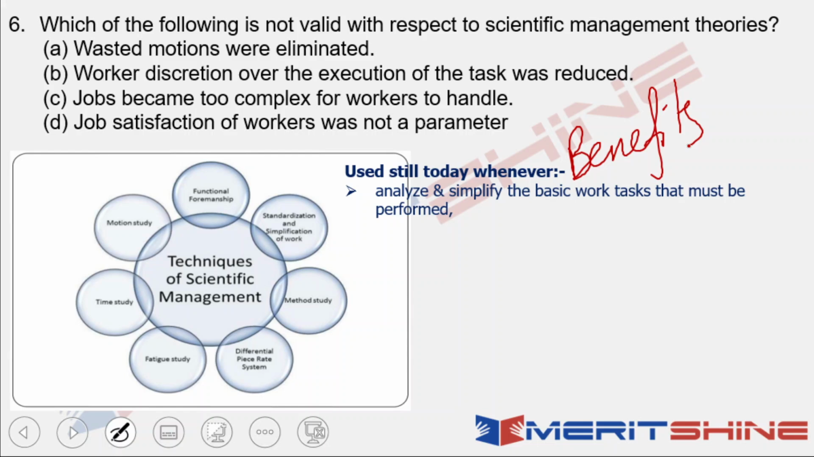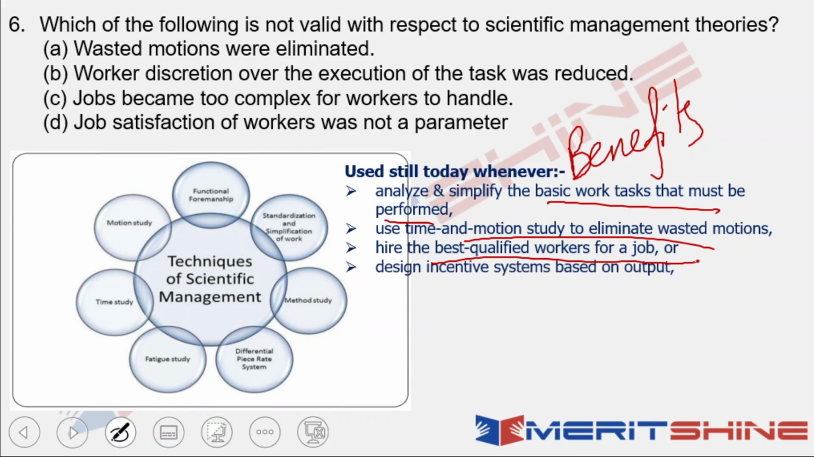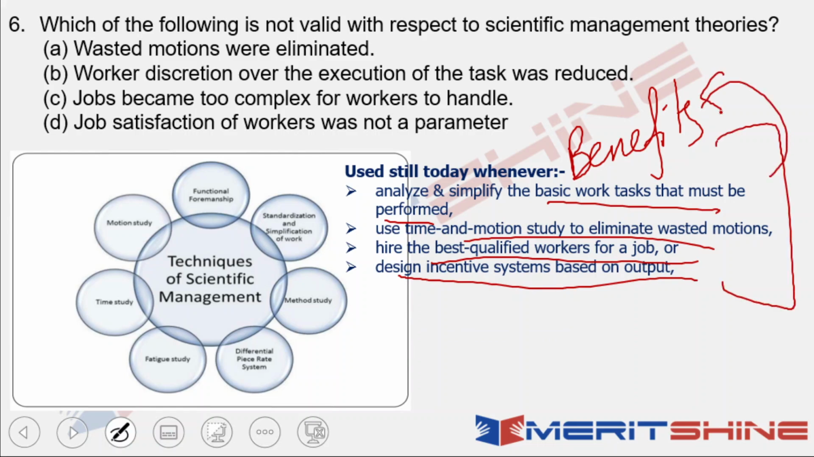Analyze and simplify the basic work task that must be performed, because scientific management principles analyze and simplify the basic work task. Use time and motion study to eliminate wasted motion, right? Hire the best qualified workers for a job, or design an incentive system based on output. So these are the reasons why they are still used. These are the benefits that are accrued still today.